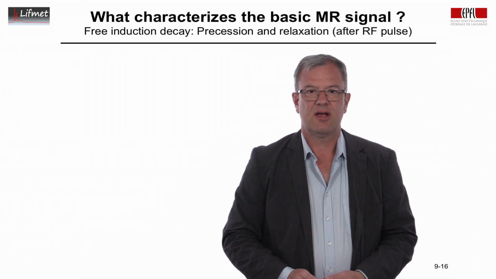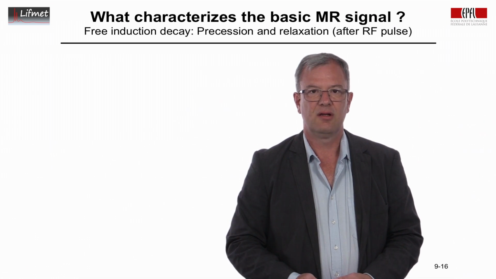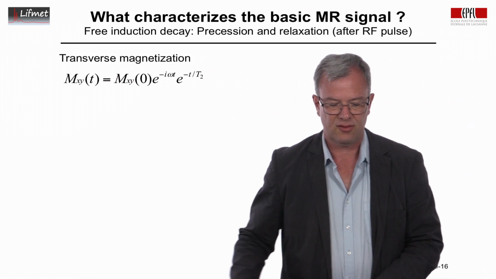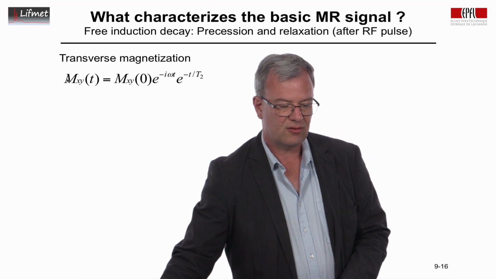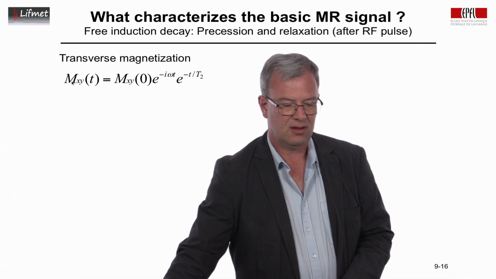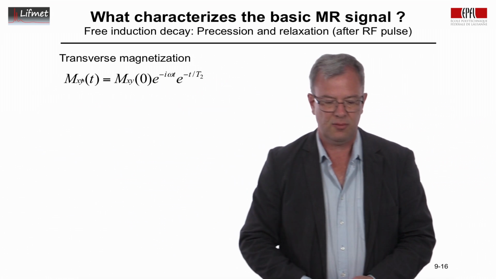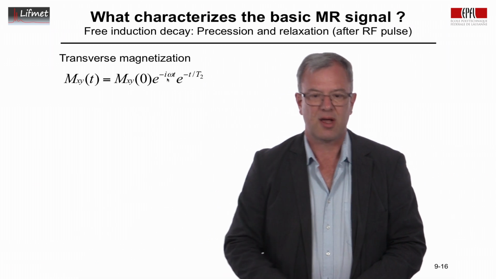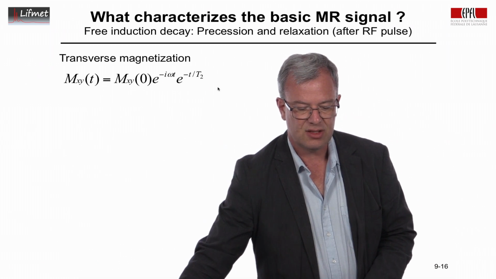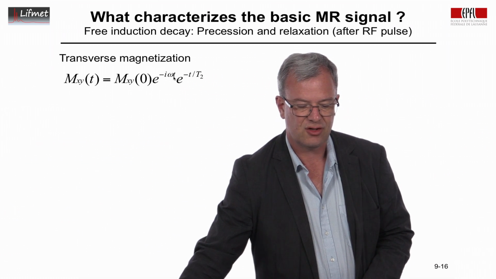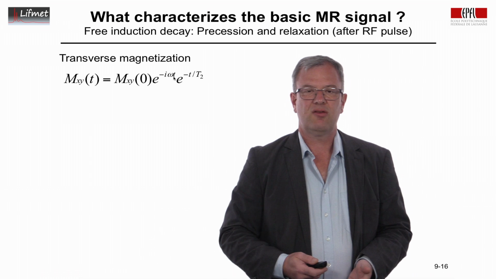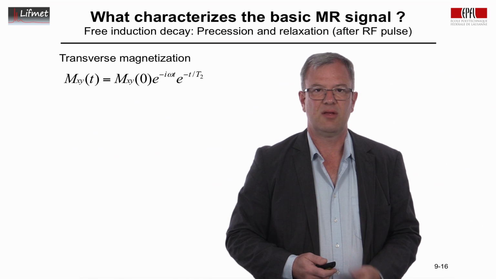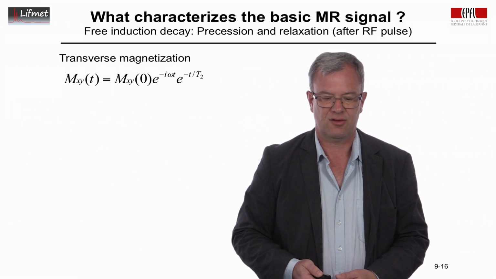Now, what characterizes the basic NMR signal? We'll start out with the transverse magnetization, and here I'll describe it as a complex function. So the transverse magnetization in complex terms is given by the transverse magnetization at time 0 times e to the minus i omega t times e to the minus t over T2. This is relaxation, this is precession. Here we're using the complex notation, using the real part, for example, to represent the x-axis and the imaginary part to represent the y-axis.